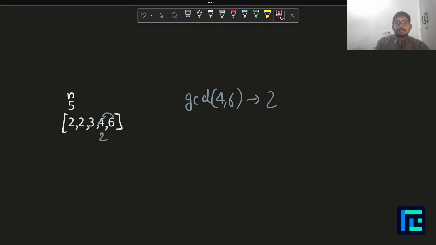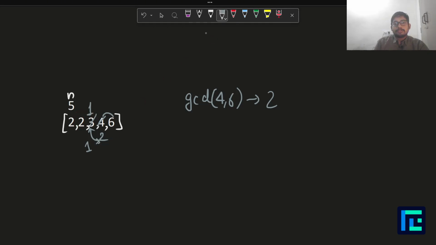Then we can again pick any two of them. Let's say we pick these two. GCD of 3 and 2 would be 1, so we can replace either of them with 1. Let's say we replace this one with 1. Once we have got a 1, if we pick any element, GCD with 1 would remain 1 only. So we can pick these two and replace this with a 1.